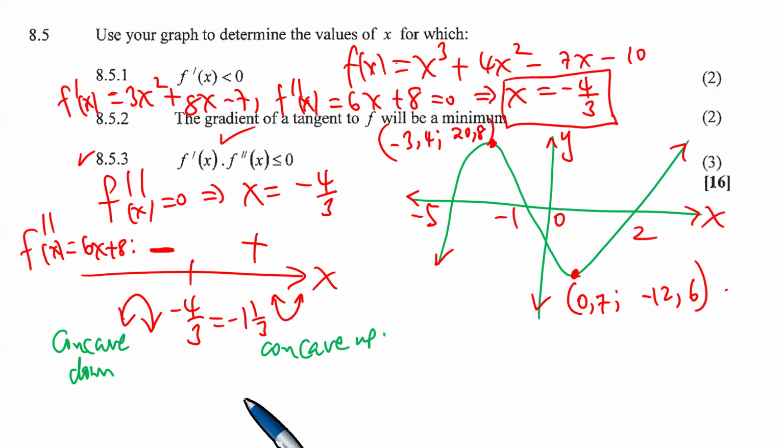Okay, concave up and then concave down. Right, so now let's just see what we have here. This gives us the analysis of this, and therefore, for the 3 marks, what then is the answer to this?